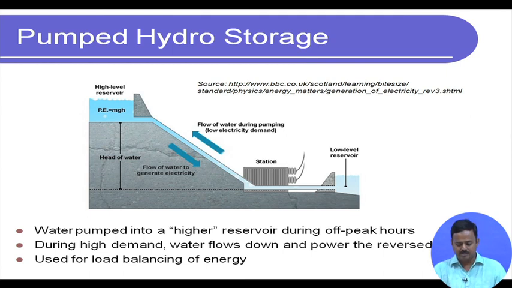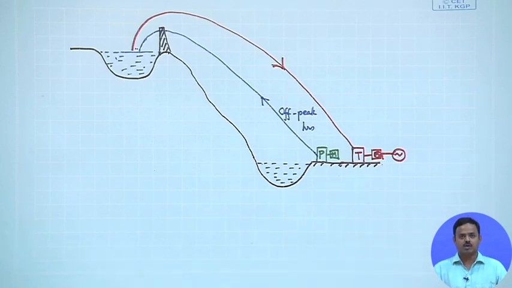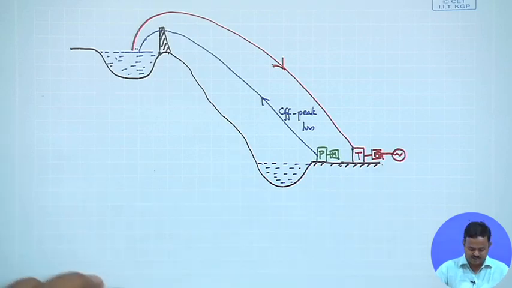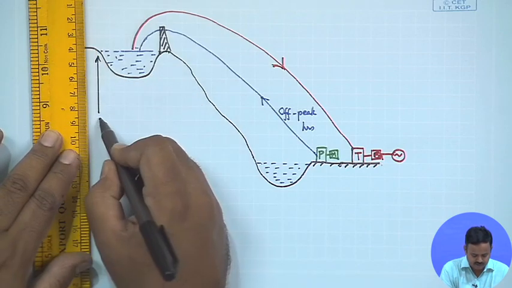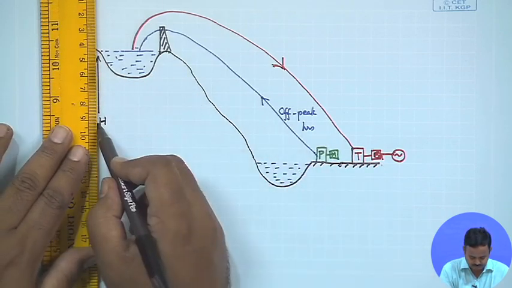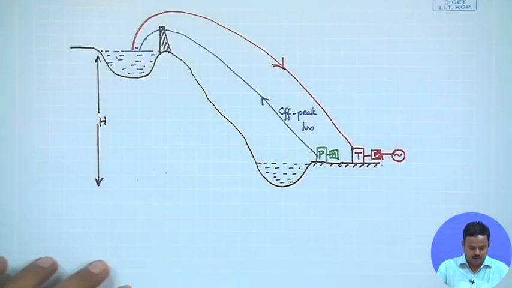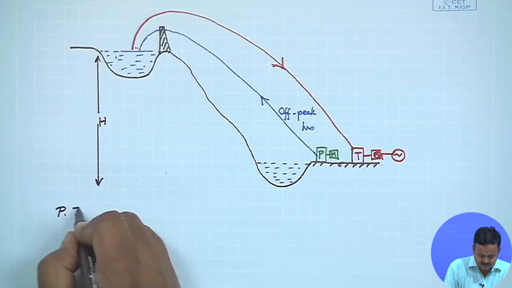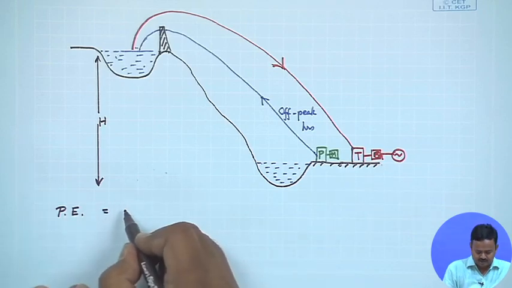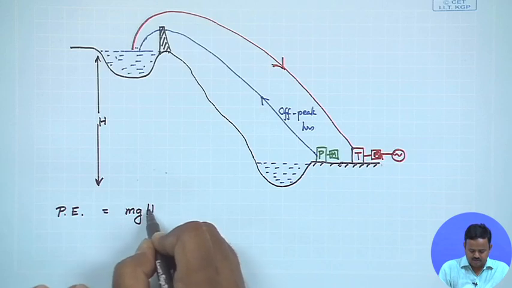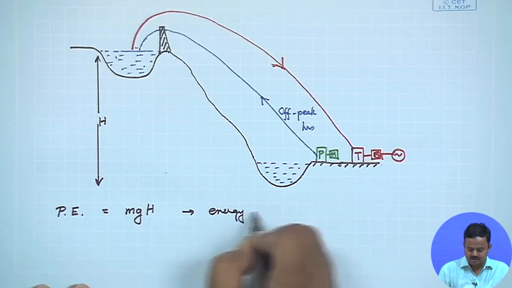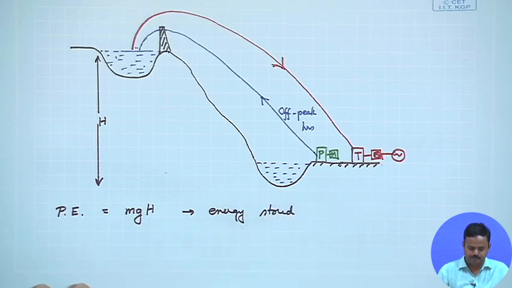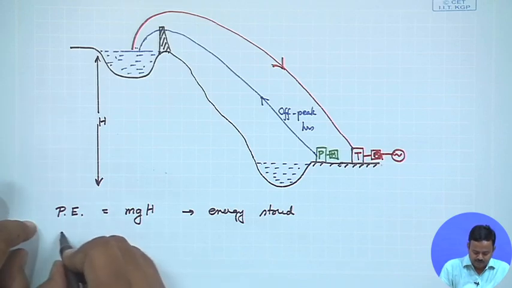Now, this is also a picture that we drew last time, the schematic of pumped hydro storage. Let us do some analysis now. If I say that the height over here, or the head that the water attains, is h, then the potential energy that is stored is mgh. This is the energy stored. Clear?